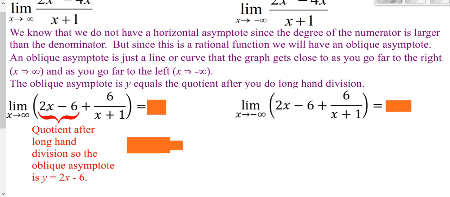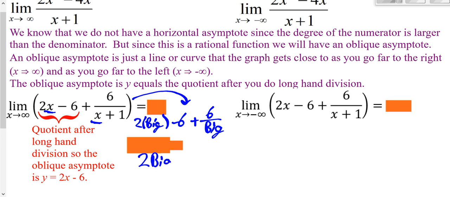Now, technically speaking, your limit would be slightly different than that because your limit would be what you get when you put in something big here. If you plug in something big there, you get 2 times big minus 6 plus 6 over big, which would be 2 times big minus 6 plus 0. Well, it would be really big after you double it. Minus 6 would still be big. So in other words, technically your limit, we would say, is positive infinity.